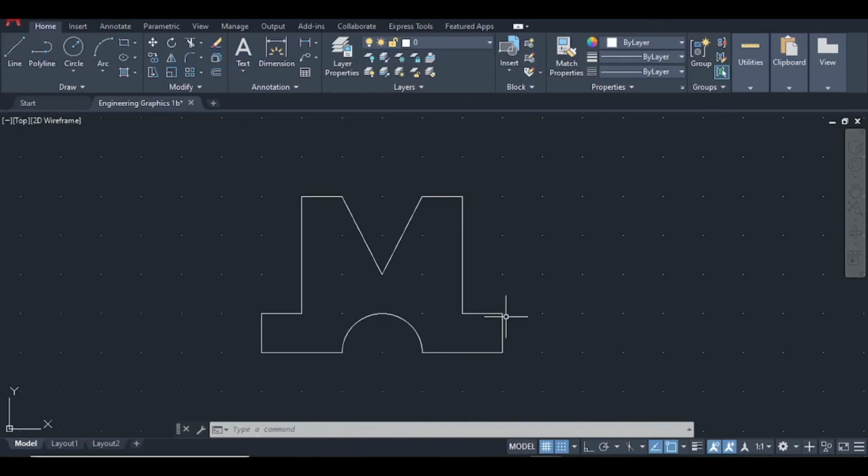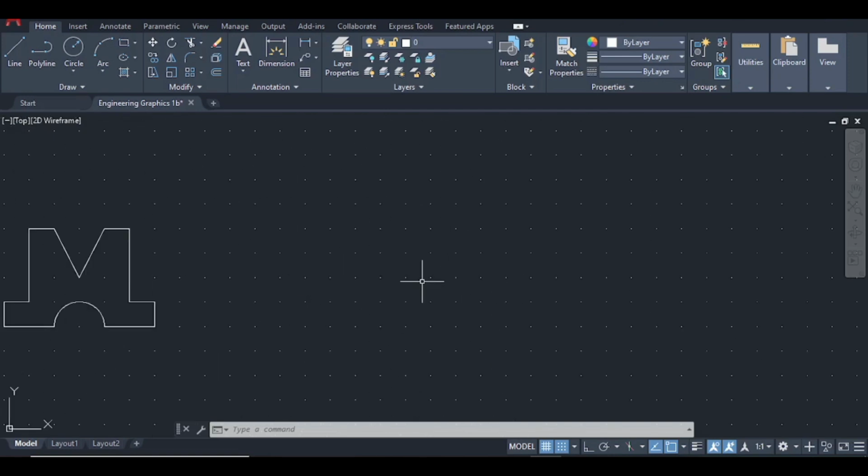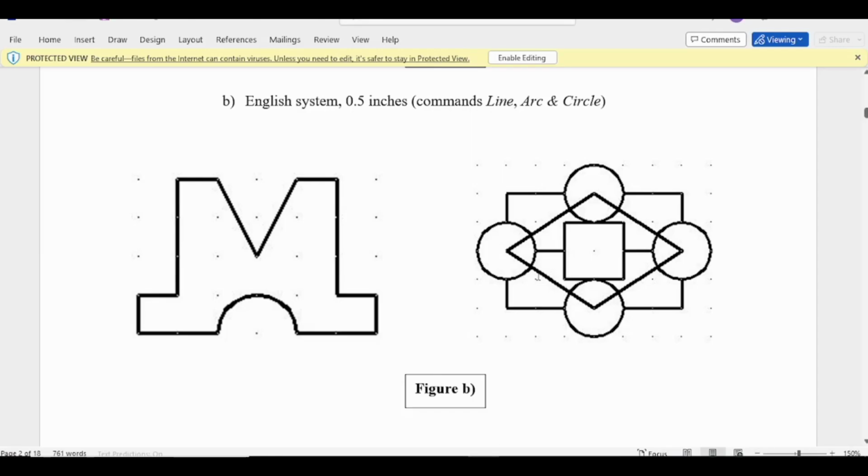Okay, we previously did this drawing in exercise 1B of the engineering graphics course. Now we're going to do the drawing accompanying it on the right. So we're gonna start off with the larger part first. That's this rectangle shape.